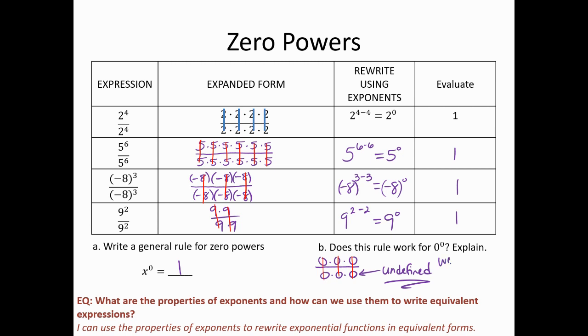In fact, I'll write that. We can't divide by 0. Just having 0 in the denominator in that way is not allowed, so the rule doesn't work for 0. That's the only number it doesn't work for. Anything else I put in there for that x, any other number to the 0 power, will equal 1.